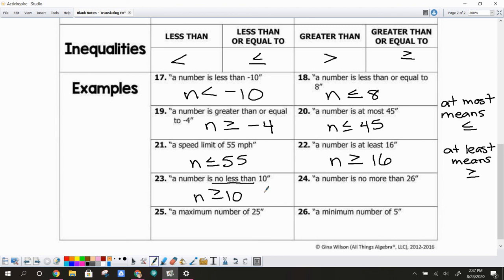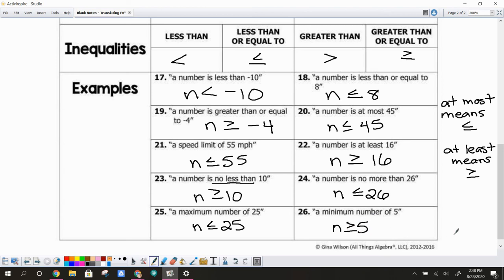For 24, a number is no more than 26. So this is the opposite. 26 is the biggest it can go, but it can also be smaller. So n is less than or equal to 26. For number 25, it says a maximum number of 25. So the biggest it can be is 25, but it can also be less. Okay, so we want to use the less than or equal to sign. And then for 26, it says a minimum number of 5. So that means the smallest it can be is 5, but it can also be bigger.